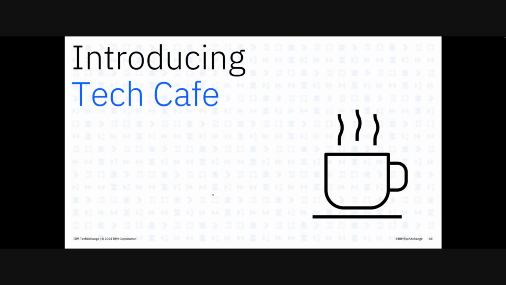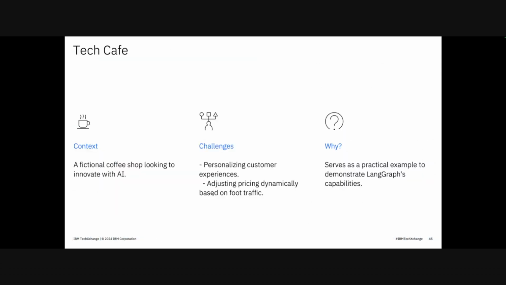Now let's introduce Tech Cafe. Tech Cafe is the fictitious application and coffee shop that you're going to be working on within this workshop. It's just a fictional coffee shop which wants to start innovating with AI. I'll say right now, it's a silly example. Just take it at face value. This is really here as a practical example to help teach LangGraph, using Llama, and all the different skills we're going to cover.